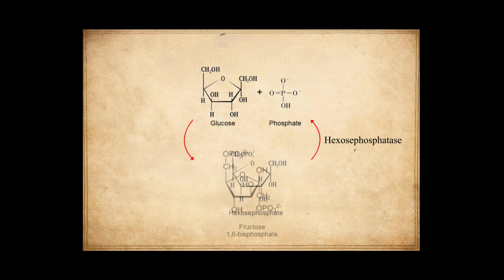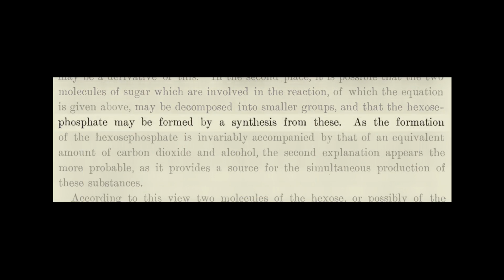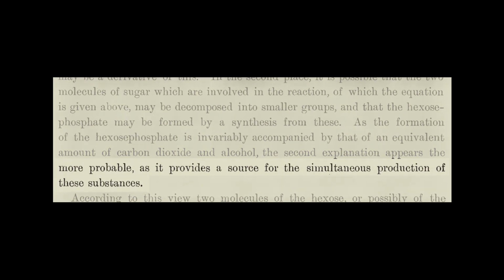Harden and Young later isolated hexose phosphate, which we now know as fructose 1,6-bisphosphate, which is a fructose molecule with two phosphates, and they concluded that molecules of sugar which are involved in the reaction may be decomposed into smaller groups, and that the hexose phosphate may be formed by synthesis from these. As the formation of the hexose phosphate is invariably accompanied by that of an equivalent amount of carbon dioxide and alcohol, this explanation appears probable, as it provides a source for the simultaneous production of these substances.